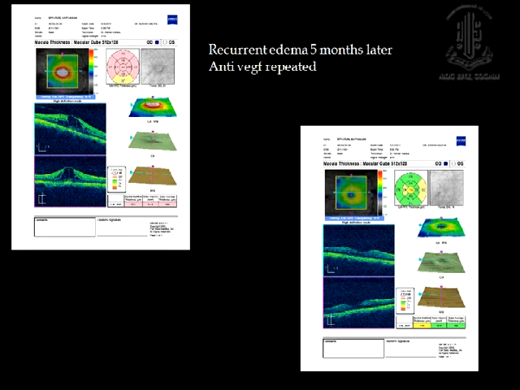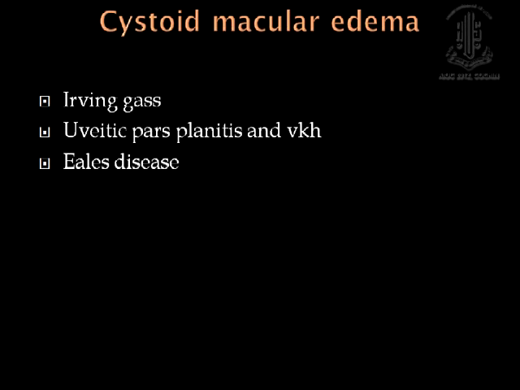So OCT in these vein occlusion patients also helps us to determine the prognosis of treatment, and also helps us to detect recurrent macular edema at a very early stage. What about cystoid macular edema? This is divided into 3 categories.